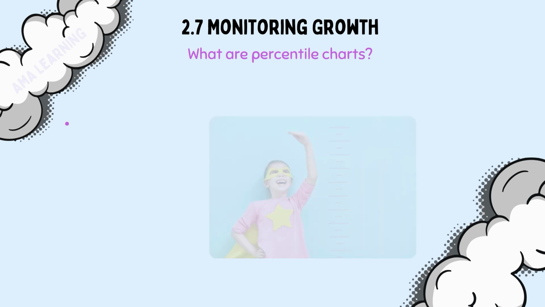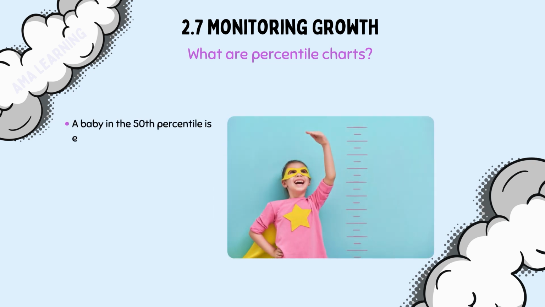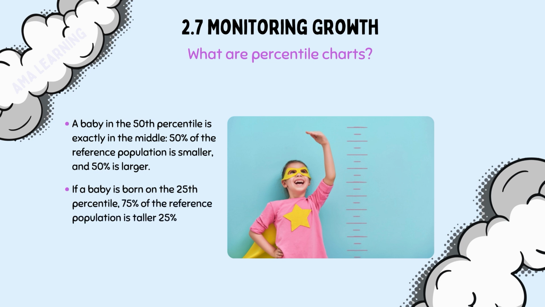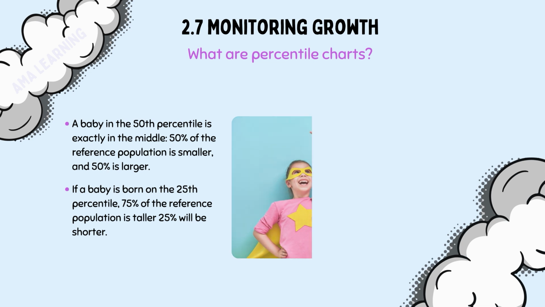For example, a baby in the 50th percentile is exactly in the middle. 50% of the reference population is smaller and 50% is larger. In other words, out of 100 babies, 50 will be taller and 50 will be shorter. If a baby is born on the 25th percentile, 75% of the reference population is taller, 25% will be shorter. This means that out of 100 babies, 75 babies will be taller and 25 will be shorter.